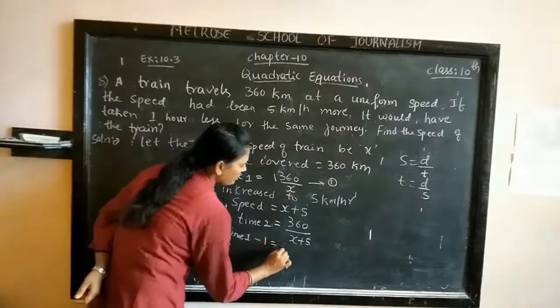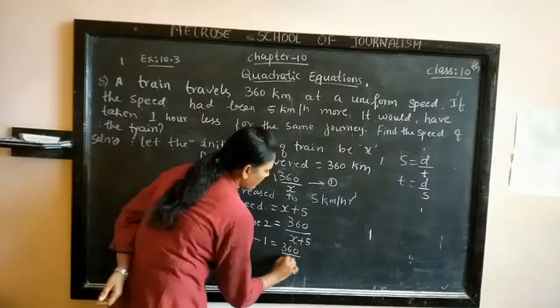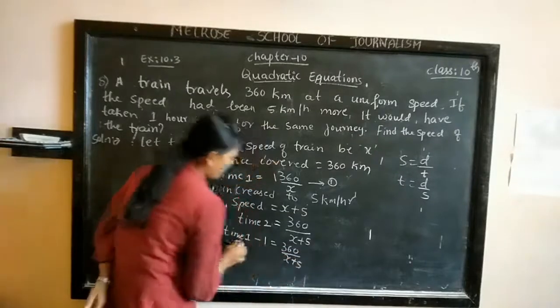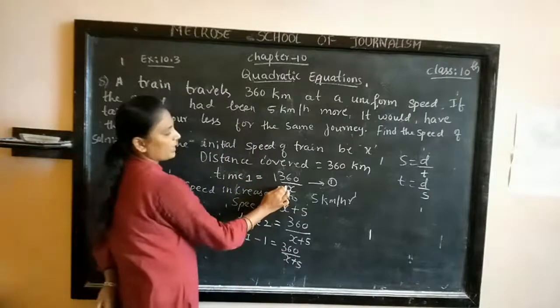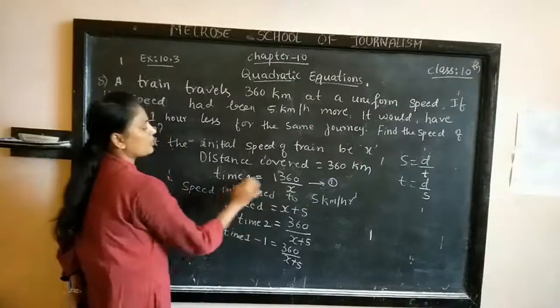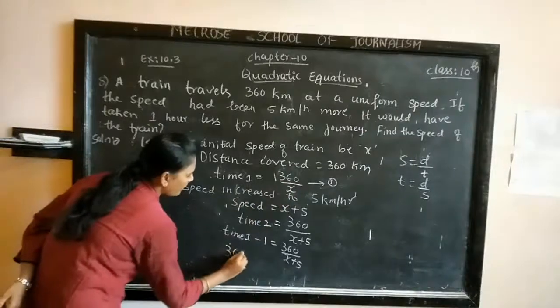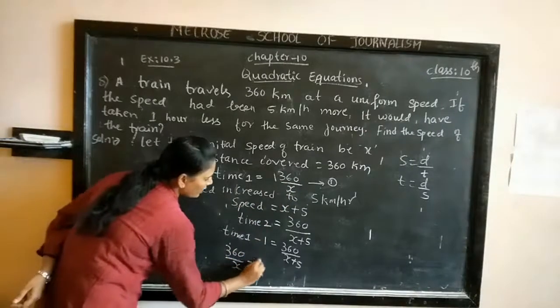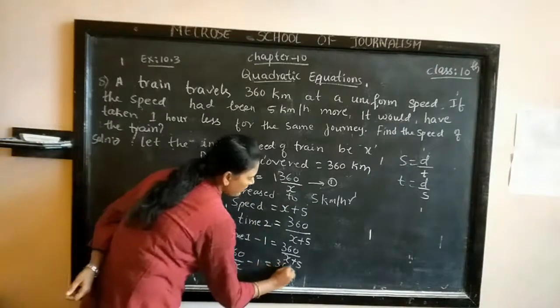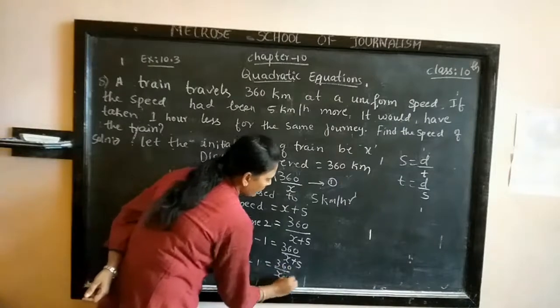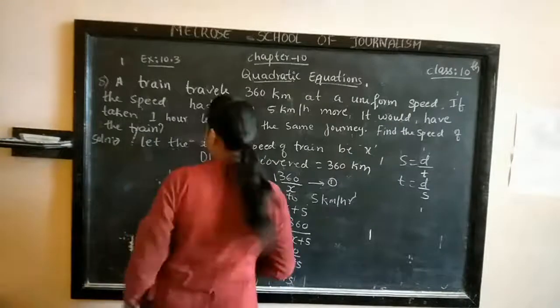Minus 1 is equal to 360 divided by x plus 5. Now you just substitute in place of the time value 360 by x. What is the time value? 360 by x minus 1 is equal to 360 by x plus 5.